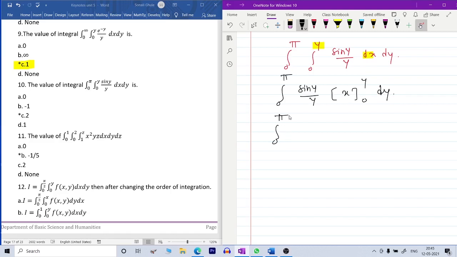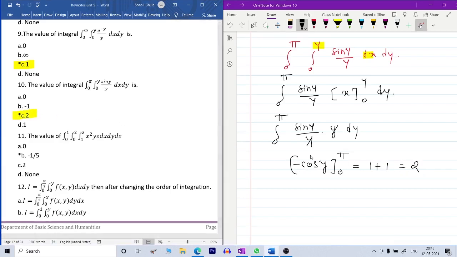Apply the limit here, so we get sin y upon y, y minus 0 is y dy, so y will get cancelled. Now integration of sin y is minus cos y, and you have to apply the limit from 0 to pi. The upper limit is pi, so cos y is -1, so minus minus becomes plus. Minus lower limit, cos 0 is 1, but the term is already negative, so this will be plus, and cos 0 is 1, so the answer is 2. So as you can see here, your correct option is 2.